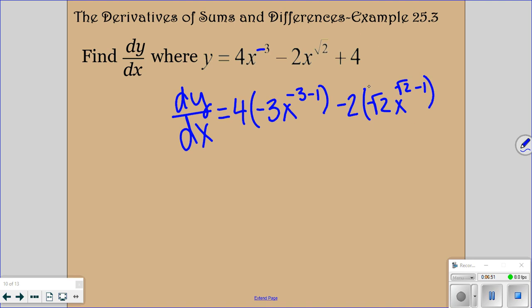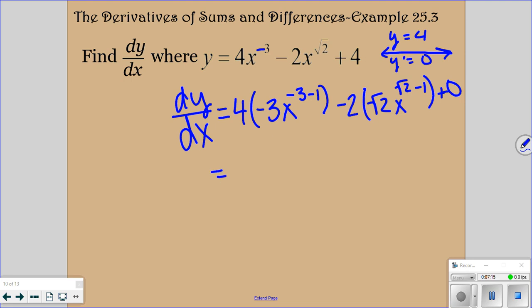Now the derivative of 4. What is the derivative of a constant? Is there an x here? No. Let's think about y equals 4. What is the slope of y equals 4? That's a horizontal line, and so the derivative equals 0. So you can put plus 0, but it's going to go away. The derivative of a number is always 0.